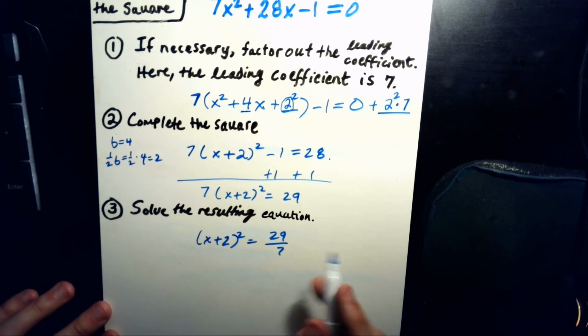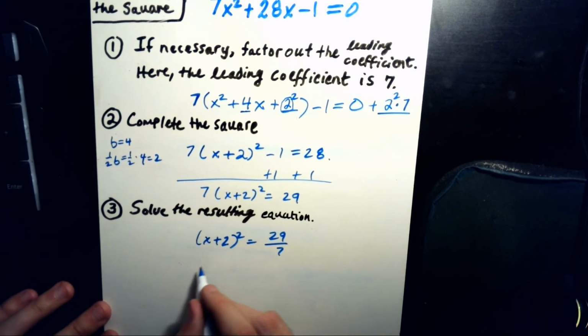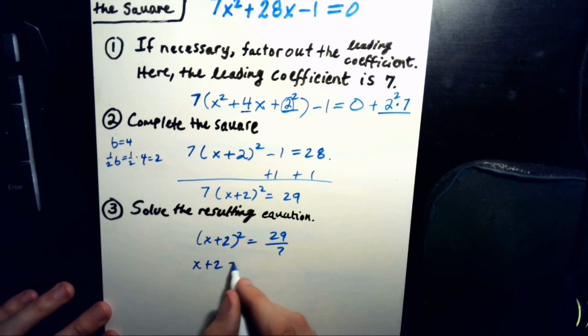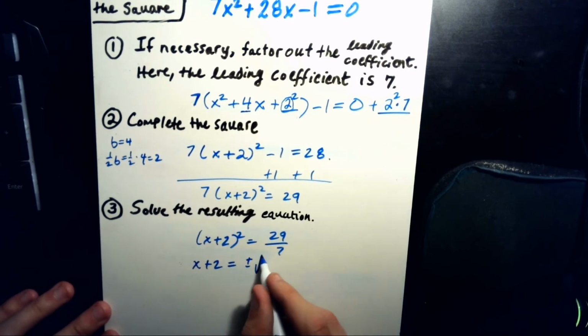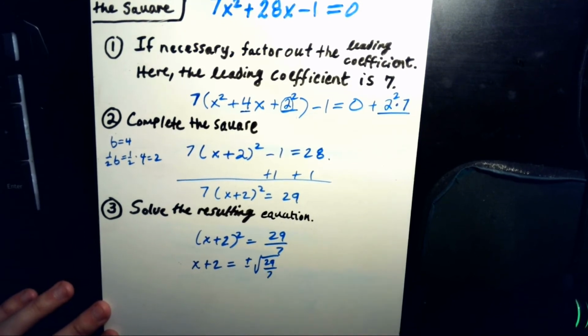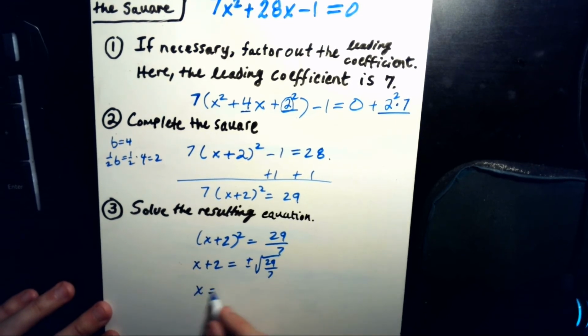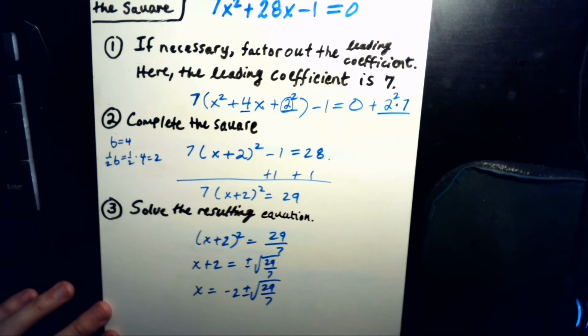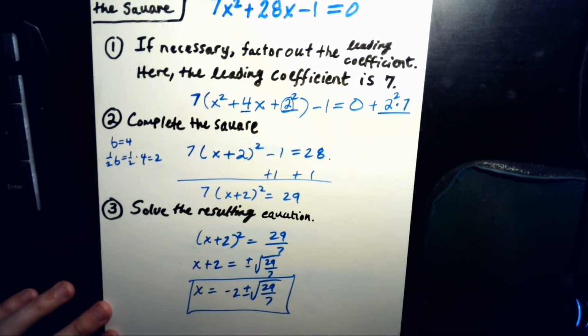And we can't really reduce this or anything. And then next we can take the square root of both sides. This leaves us with x plus 2 is equal to plus or minus the square root of 29 over 7. And then we can subtract 2 from both sides, leaving us with x equals minus 2 plus or minus the square root of 29 over 7.